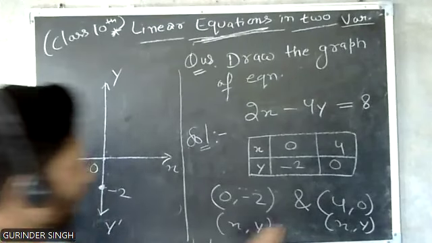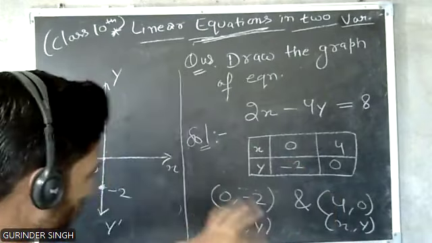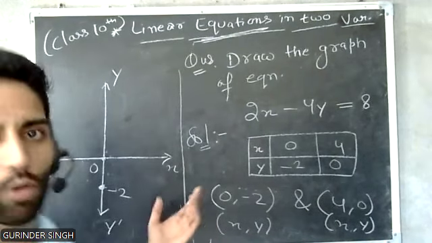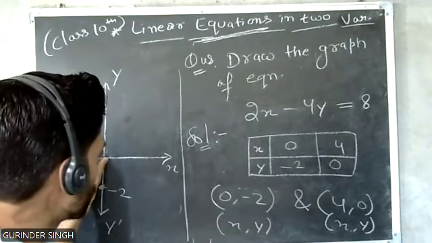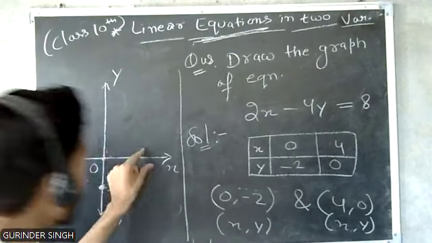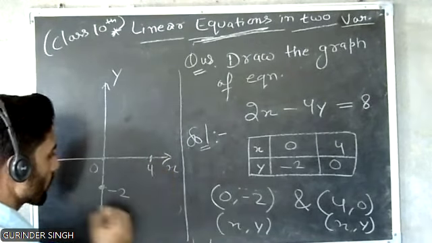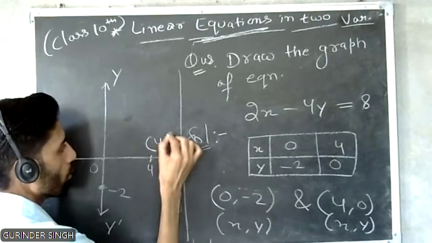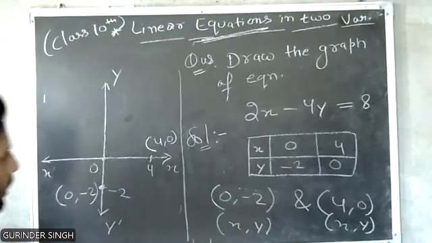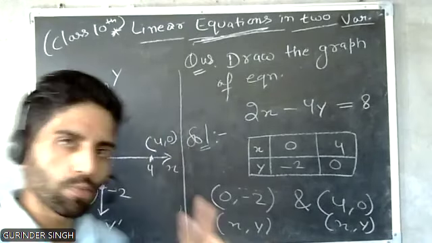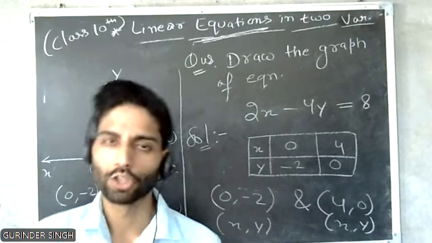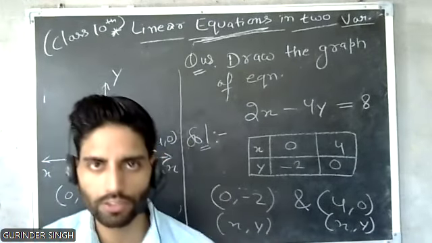Next is x is 4, y is 0. X and y both are 0 at the origin. So y is 0 and x is positive. Positive x-axis is here in the horizontal direction, negative is here, so 4 will be here. So this will be my point 4 comma 0. Now you have 2 points drawn on a graph. What is next? Join them by a straight line, by using a scale or anything.